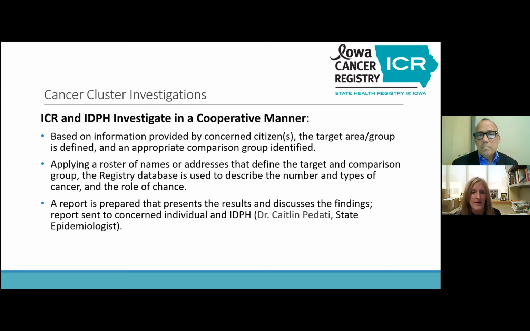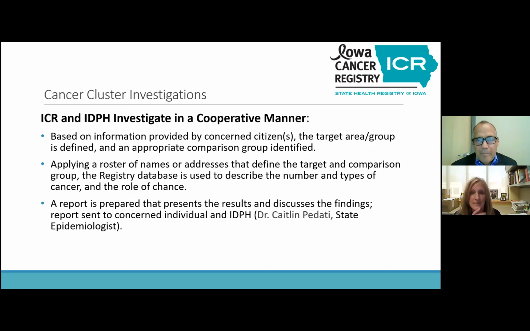But if it's a small area, we will talk about getting the area defined, and then we have to choose an appropriate comparison group. So oftentimes, if it's a part of a county, we might do the remainder of the county. Or if it's a small city, we could do another city that's fairly similar, but maybe in an adjoining county. And then we also have to talk about the time period of interest. Is it something that's more recent, that in the last few years they've noticed an increase?